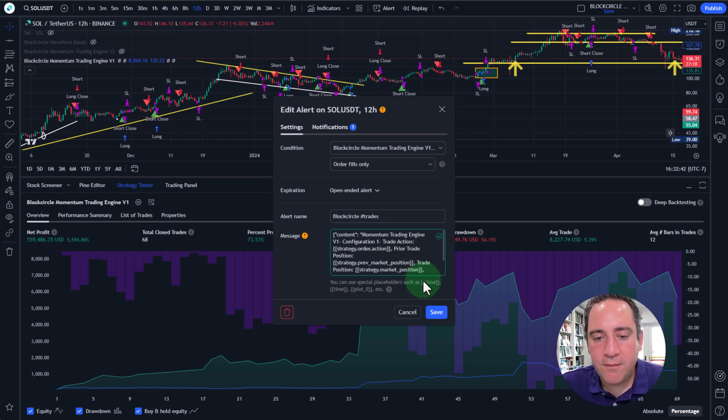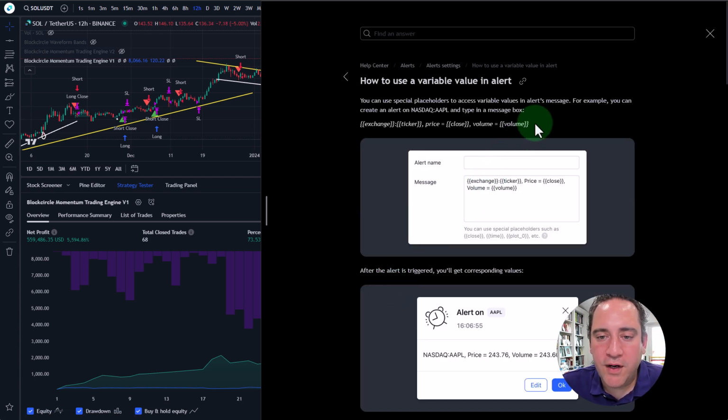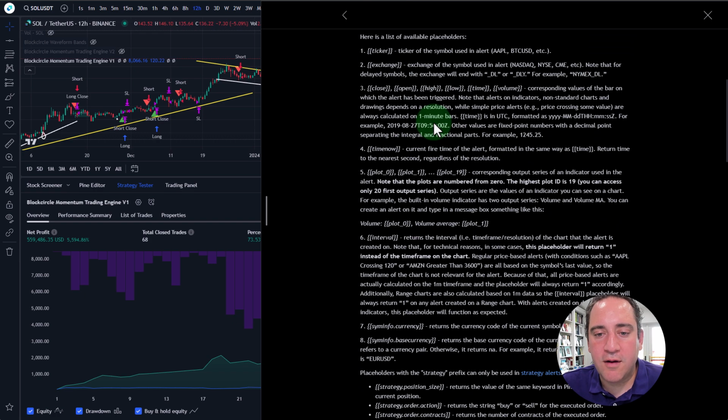And how you do that, you just click this little question mark, and this tells you what variables you want to include in the message. So think of it as if you want to include the exchange name or the ticker, like Solana USDT, or the price or the volume, you would include the field like this, right? This is really the main value that you would include in the message content box.